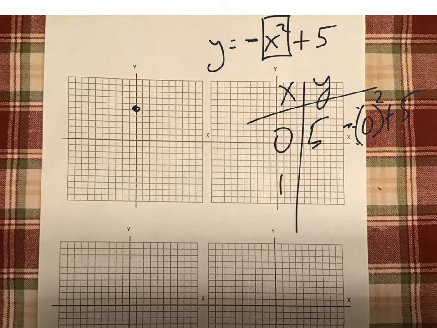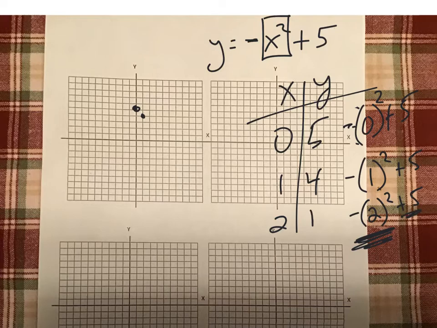Okay, and if I put in 1, I got negative parentheses 1 squared plus 5. So now it doesn't make it positive when I square it. It's going to end up being 4. So it's going to be here. And if I put in 2, because that negative is outside again, it doesn't square it. So it stays negative. So this is going to be a -4 plus 5 is going to be a 1. So you see it just went upside down. All that negative did was make us go upside down. But it still looks almost exactly the same, doesn't it?